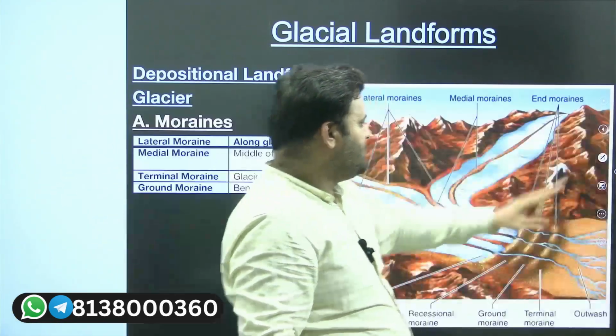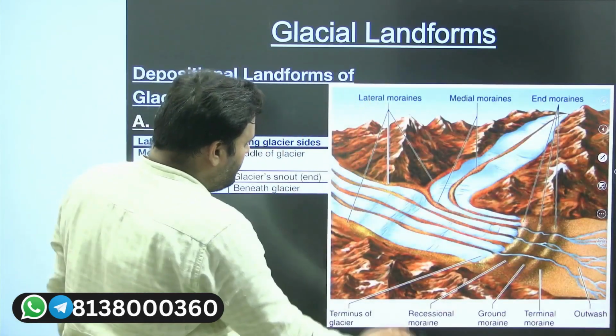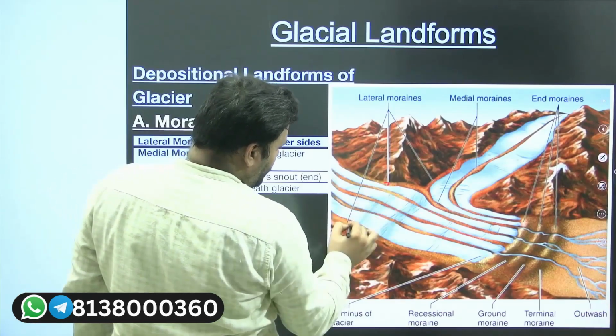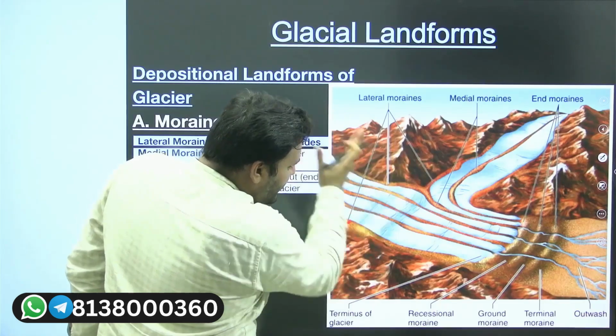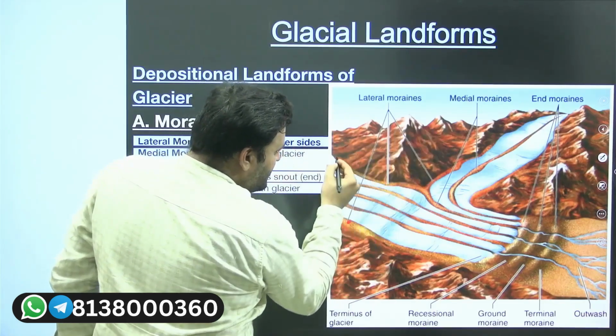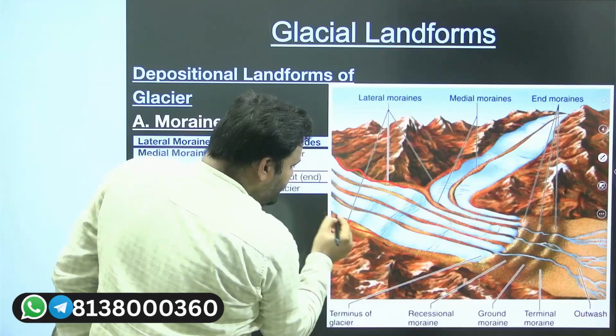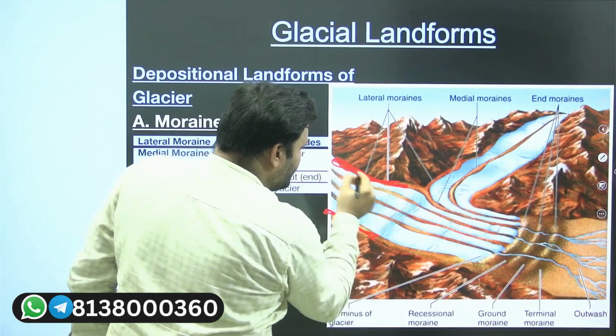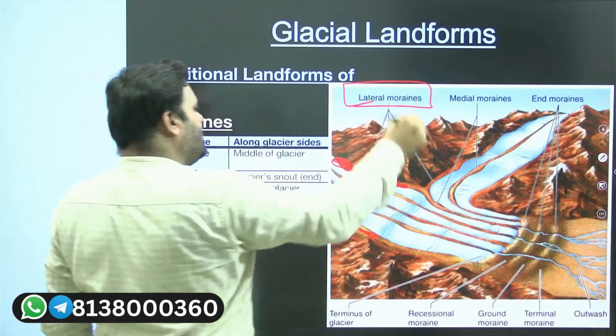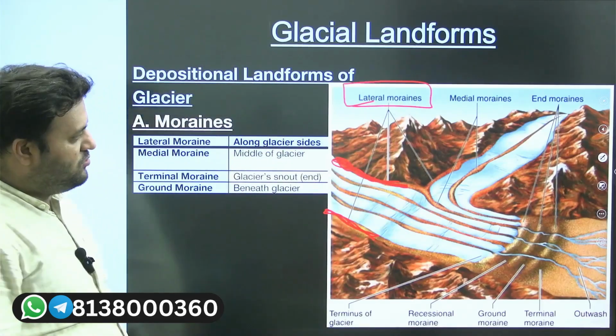Let me show you in this way here. We have this particular portion. Suppose this is filled with ice, and when the ice is moving like this, it will lead to the deposition. So when we have a deposition on these edges, that will be called moraine, but specifically lateral moraine.